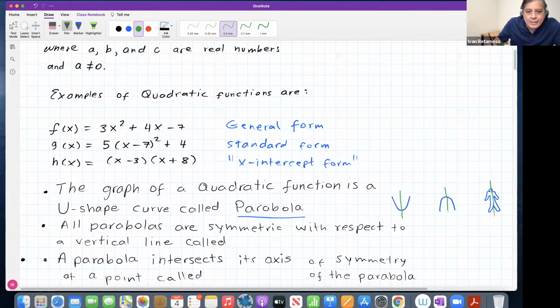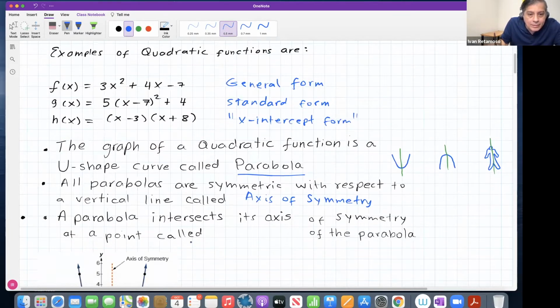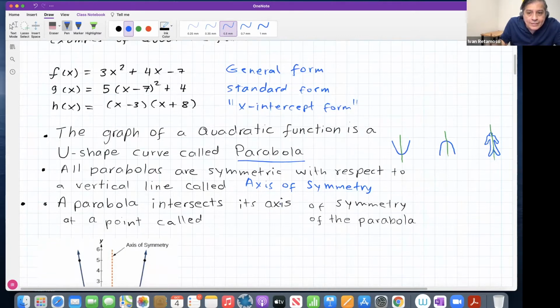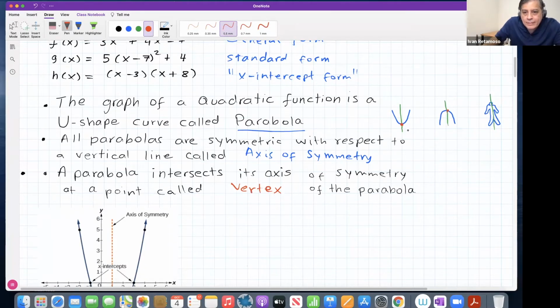That line is called the axis of symmetry. Very good, very good. So all parabolas come equipped with an axis of symmetry. The intersection of the axis of symmetry and the parabola is called the vertex of the parabola, vertex. Okay, this point.